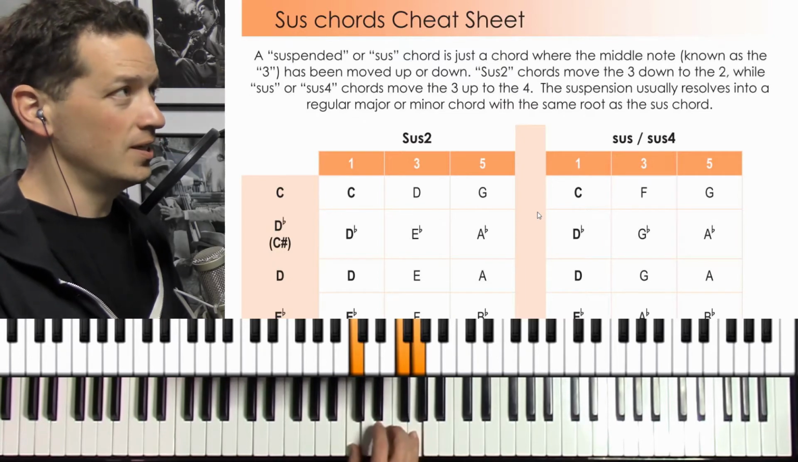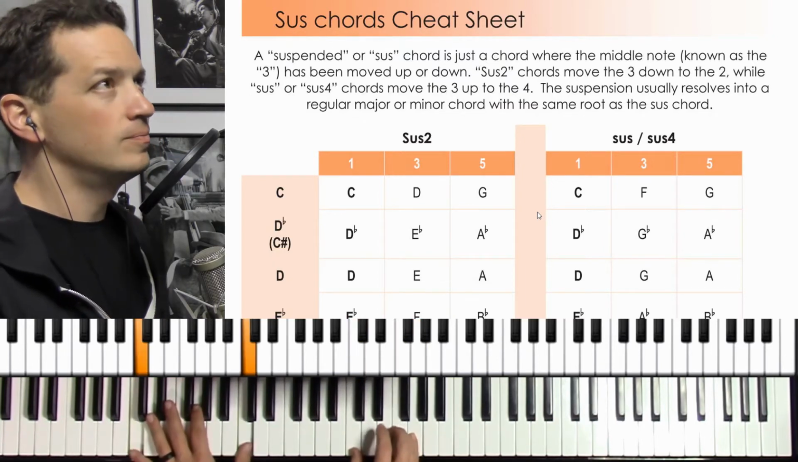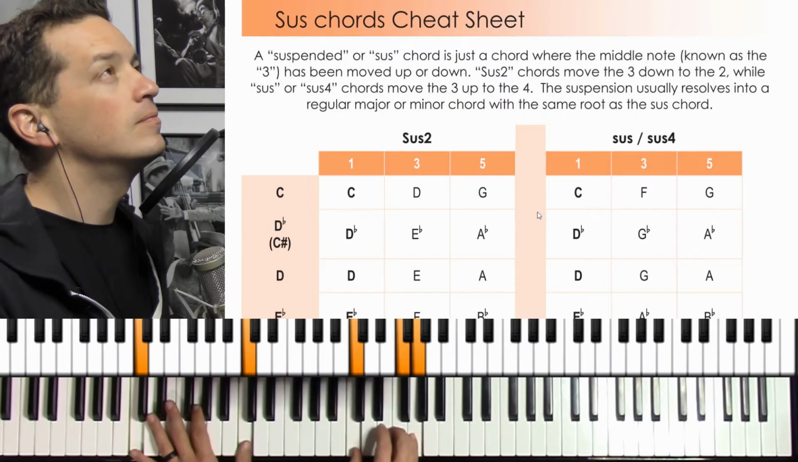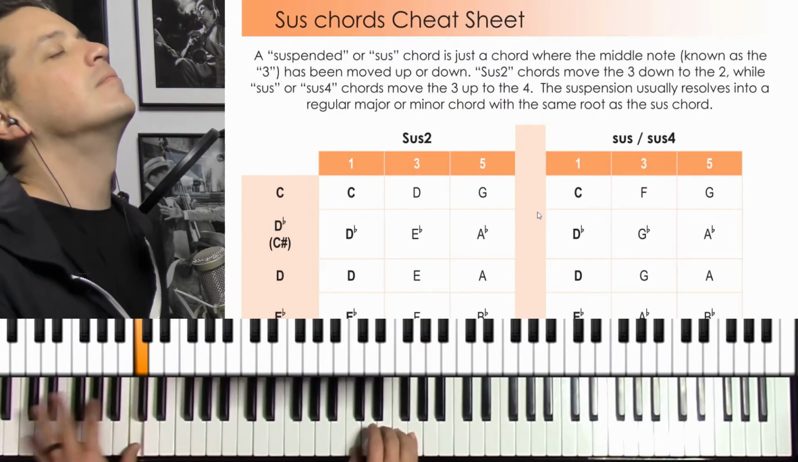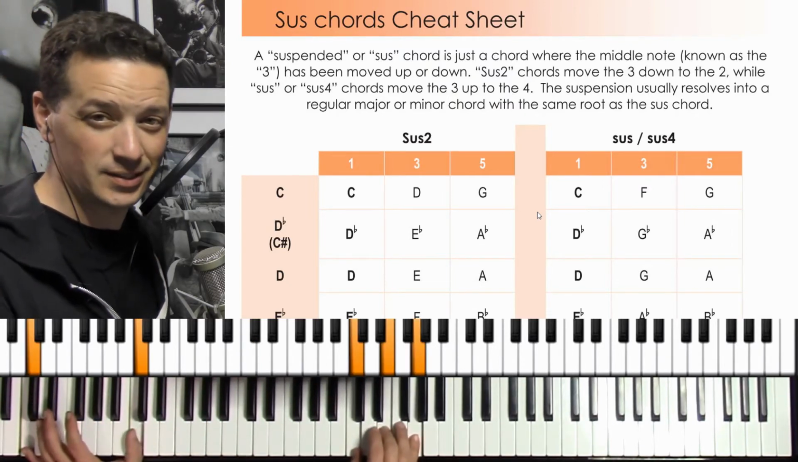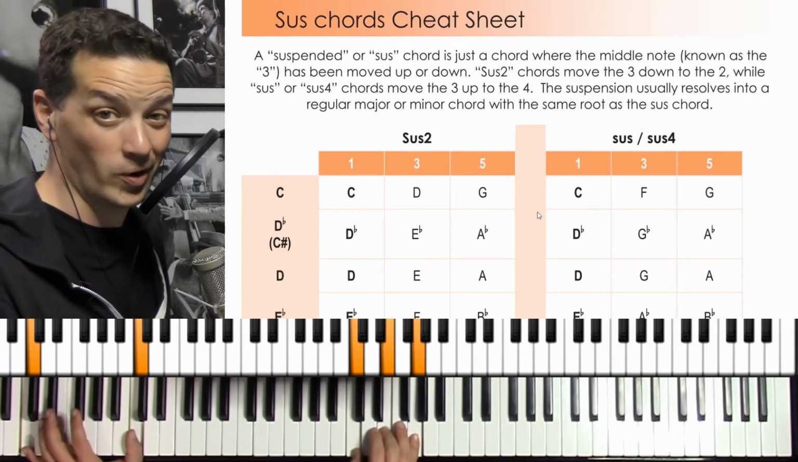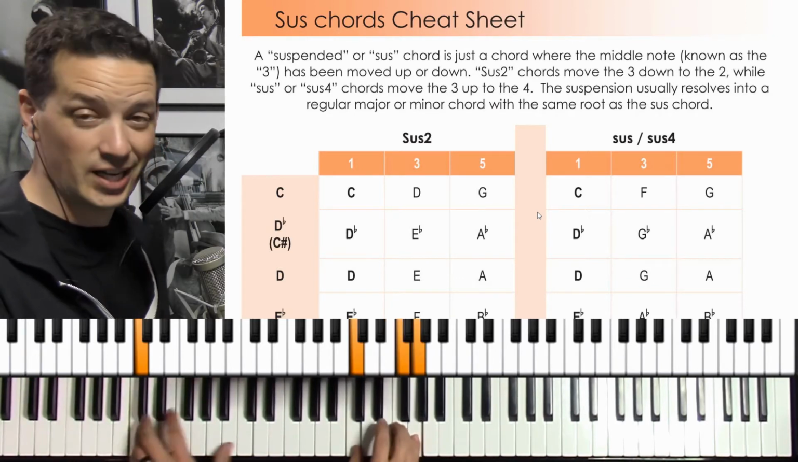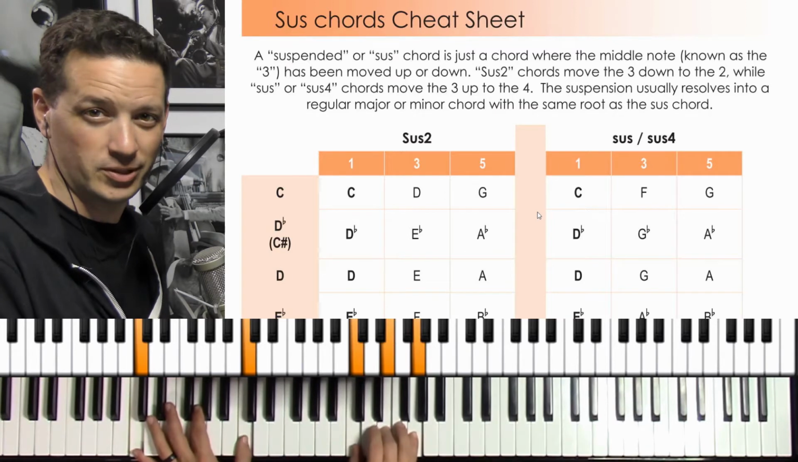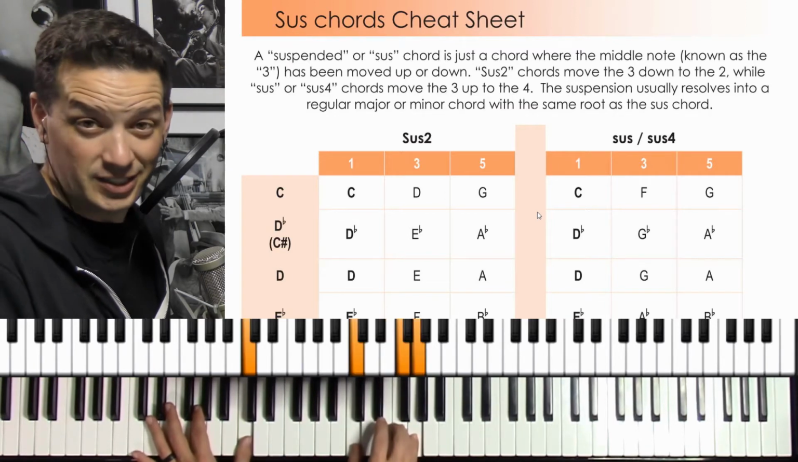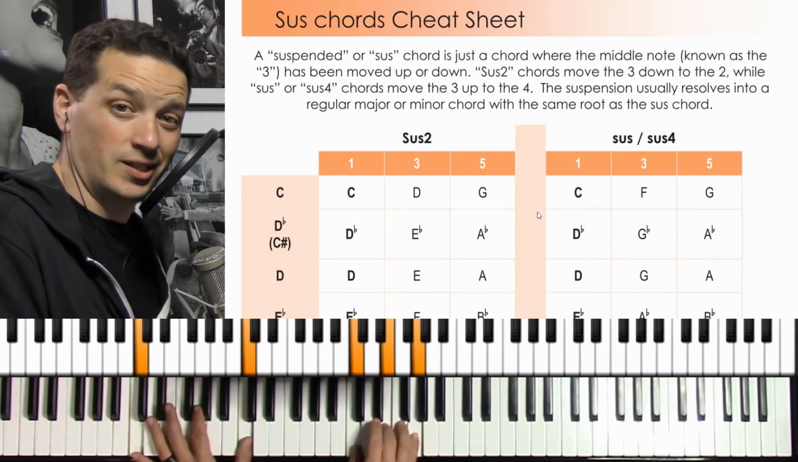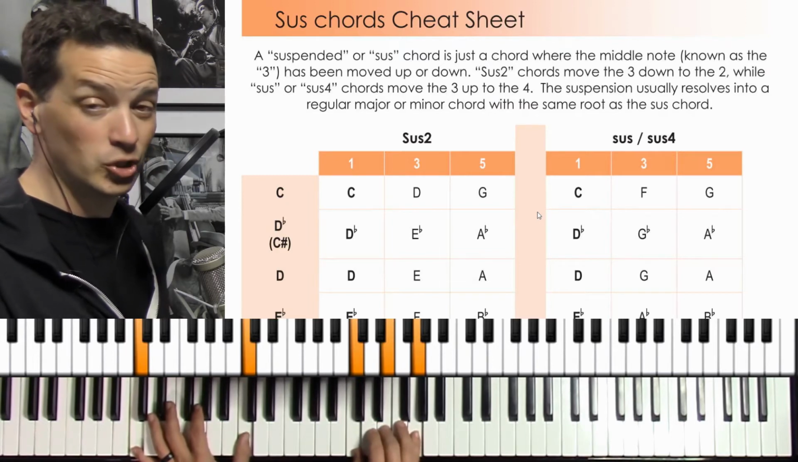And if you do this, it kind of creates suspense. So it's called a suspended chord. And usually, it just changes into whatever chord it was built off of. So if it's a C suspended chord, it'll usually just kind of lean into a C chord. There's 2 kinds of suspensions.